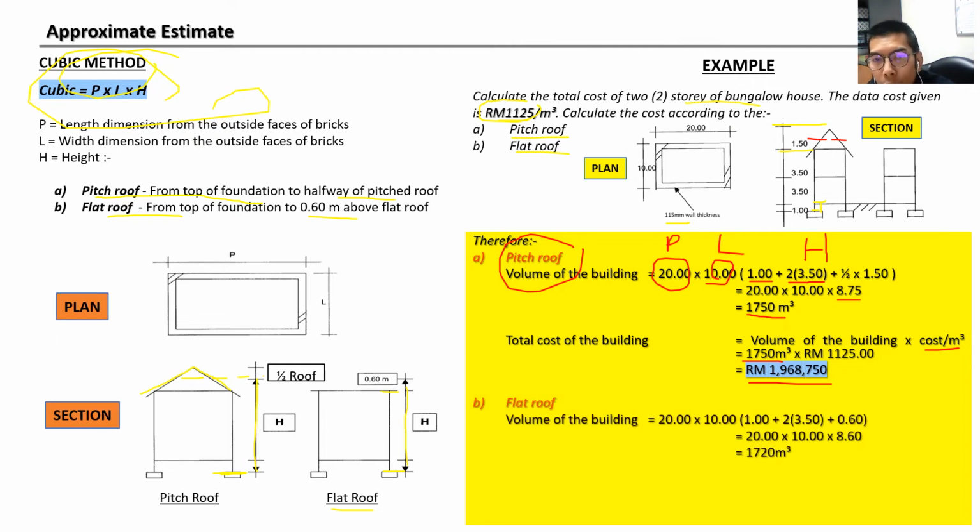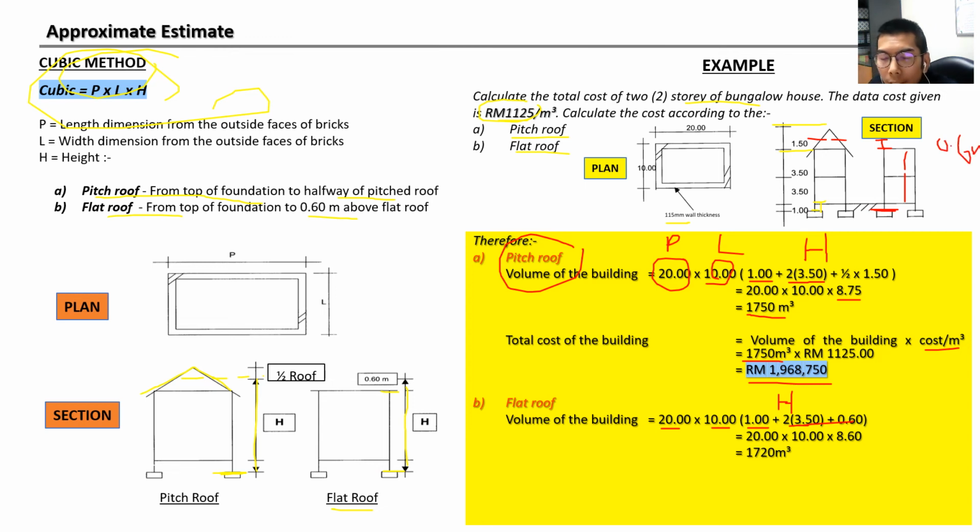The second scenario is using flat roof. The difference here is determining the height. P and L, length and width, are the same, 20 times 10. For the height, again start from the top of the foundation. Top of the foundation to the ground floor is 1 meter, plus again 2 stories, 2 times 3.5, and then you have to add another 0.6 here.